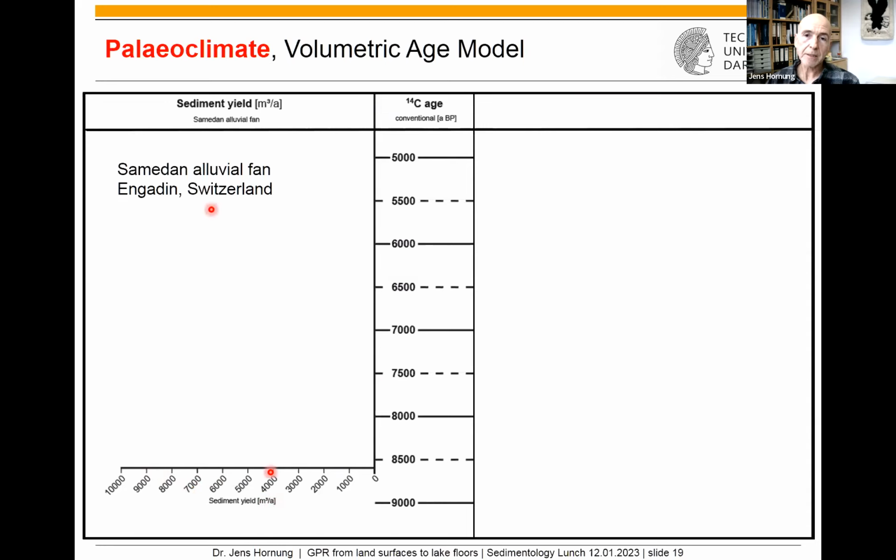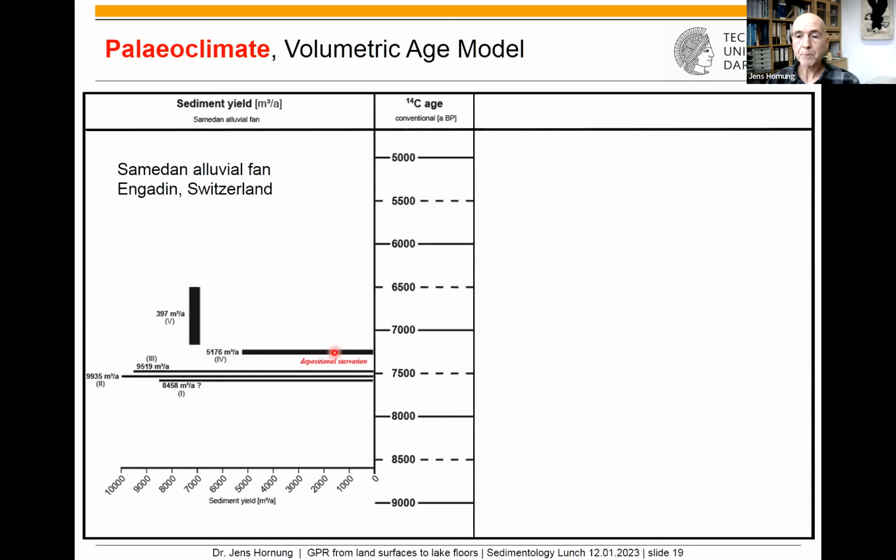And in this case, in Switzerland, Engadin, Samedan alluvial fan, we have a very short period of almost 8,500 cubic meters a year that increases in the next period. Also still very high in the third depositional unit here. Then you have depositional starvation. Then it reduces again, depositional starvation, and then a very small sediment yield in the last unit.